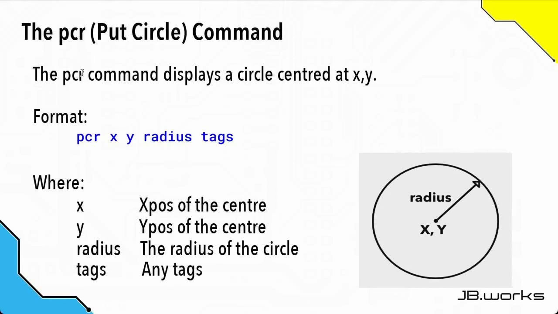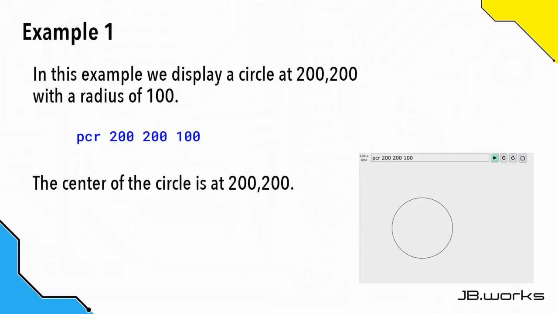First, we're going to look at the PCR or put circle command. What it does is it displays a circle that's centered at X, Y, and of radius R. So basically the radius is the distance from the center of the circle out to the edge. And then lastly, we have any tags that you can use with this command.